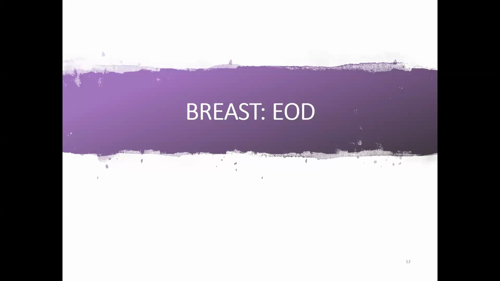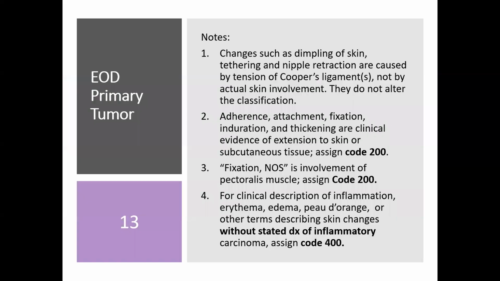Okay, let's move on to the extent of disease staging. The breast anatomy is pretty basic. Not a lot of different anatomical things going on there. So let's go into the EOD staging. Remember, there's no EOD manual. So the EOD schemas are found in the SEER RSA.